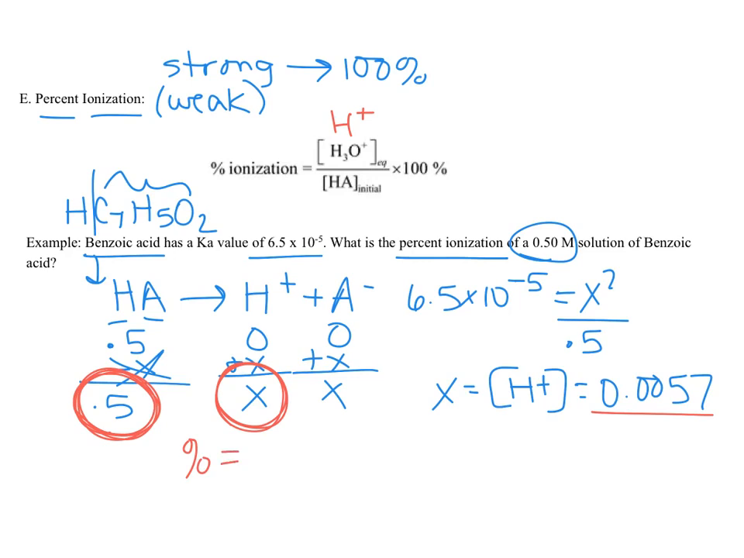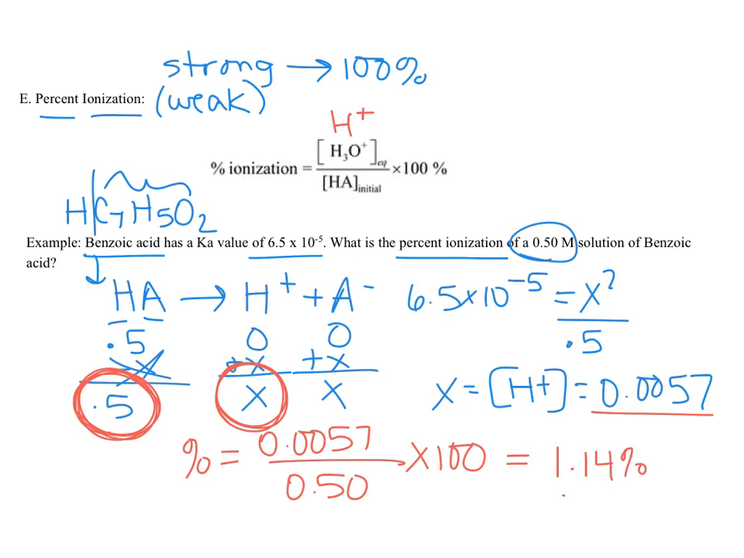So I'm going to have 0.0057. That's going to go over my initial concentration, and to turn it back into a percentage, I'm going to multiply by 100. That's going to give me a percent ionization of 1.14%. So what that means is out of all of the HA molecules or all of the benzoic acid molecules, only 1.14% of them are actually going to break apart. The rest of them are going to all stay together.